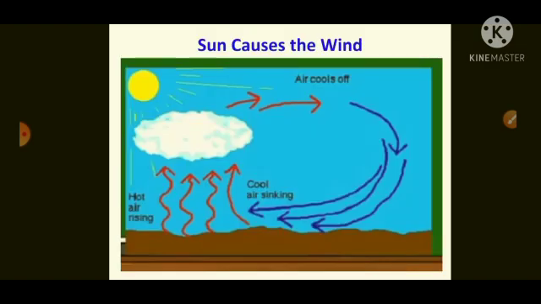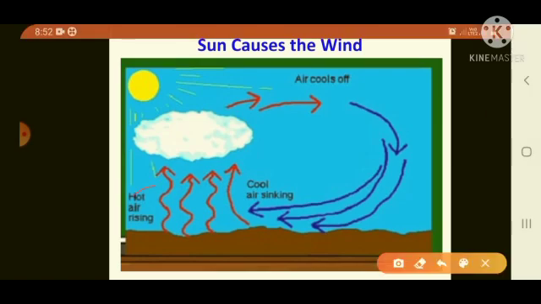Next is sun causes the wind. See here children, listen carefully. Sun causes the wind. You can see here in picture. The heat energy of the sun heats the air near the earth. The hot air spreads and becomes lighter. The light hot air rises up. At the same time, cooler air flows down to take its place. See here children, hot air rising, cool air sinking.